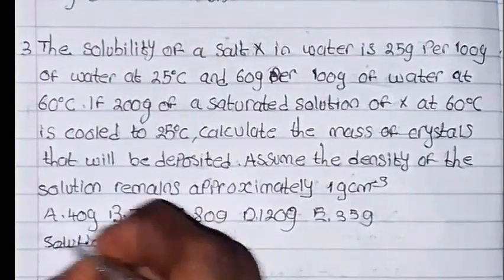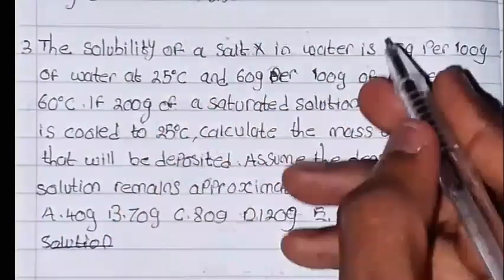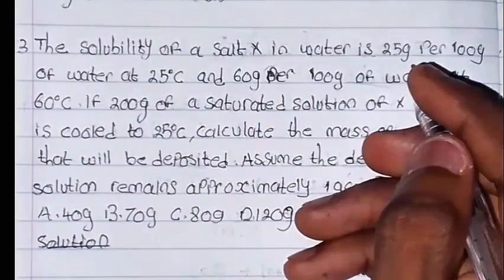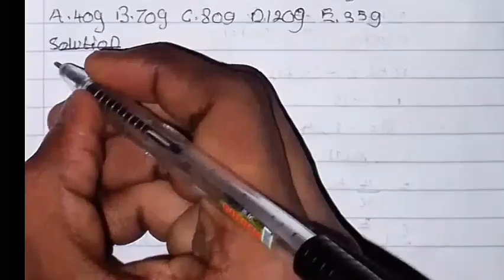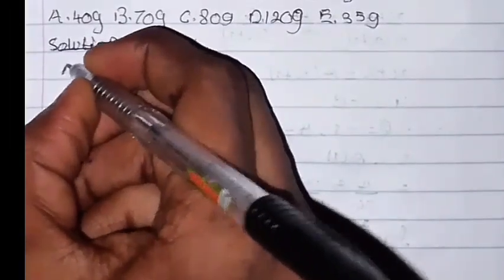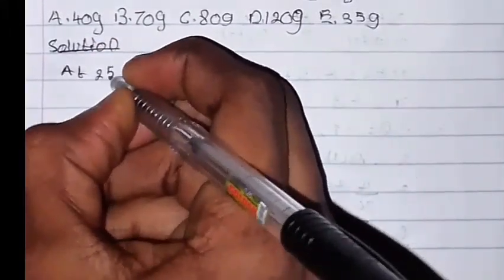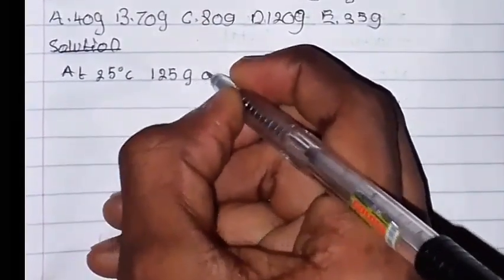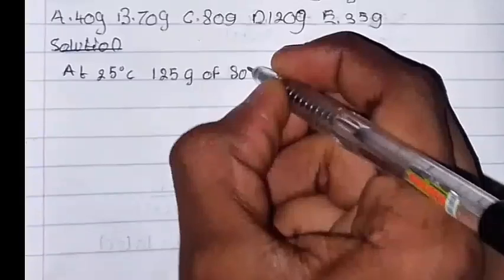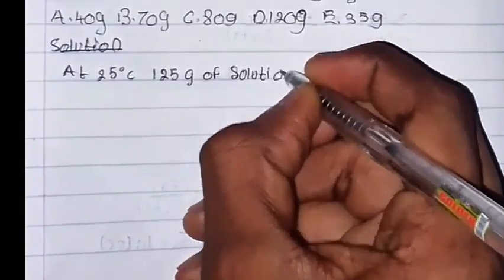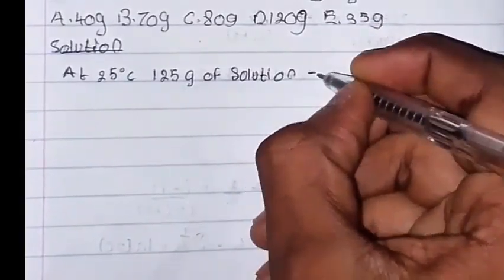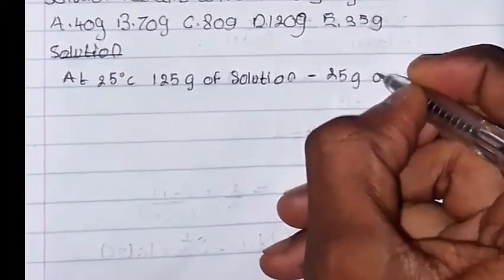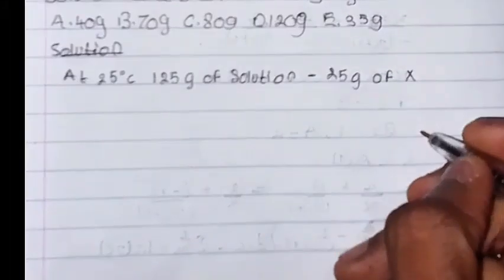Now, for the first case, which was at 25 degrees Celsius, they said a salt is 25 gram per 100 gram. So what we're going to do is say that at 25 degrees Celsius, 125 gram of solution gives us 25 gram of X. That's at 25 degrees Celsius.